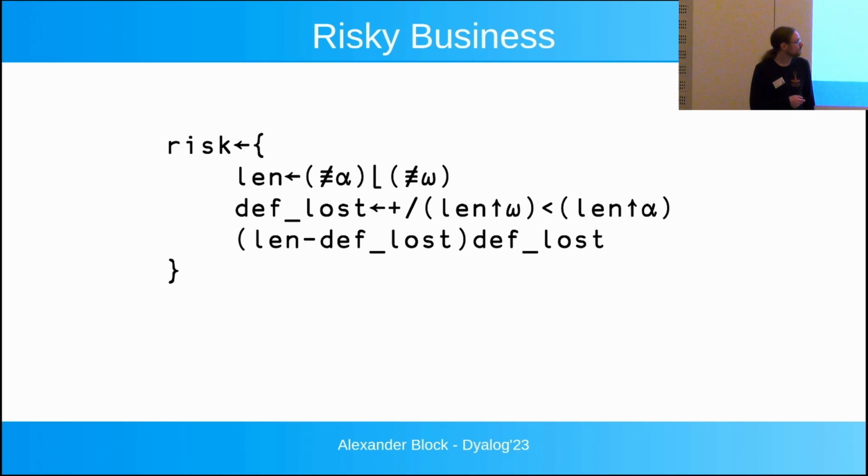Then I shorten both. I assume that the input is already in descending order, so I won't order it. And the result is then just, in my description I switched the order. So the first element is actually what the attacker lost, and the second is what the defender lost.